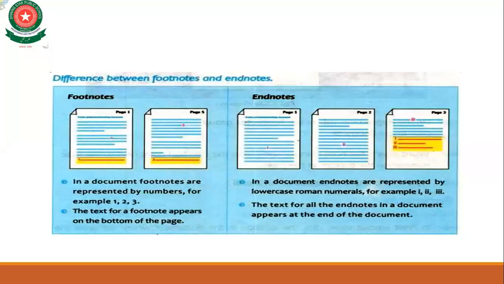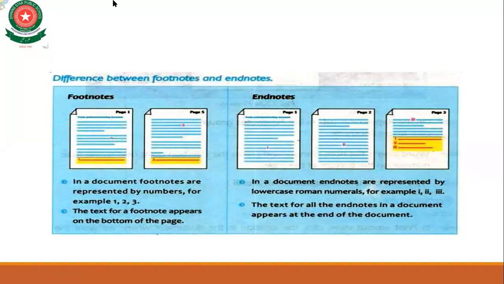The text for a footnote appears on the bottom of the page, whereas the text for all the endnotes in a document appears at the end of the document. These are the differences between footnotes and endnotes.